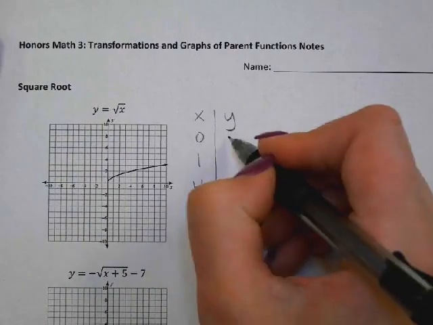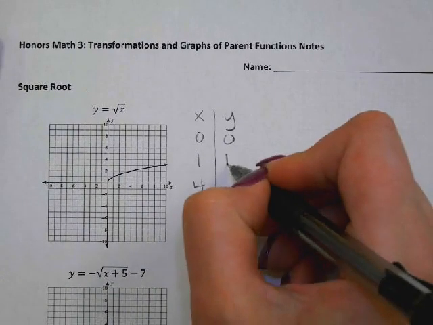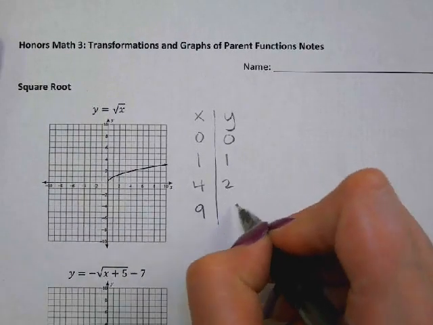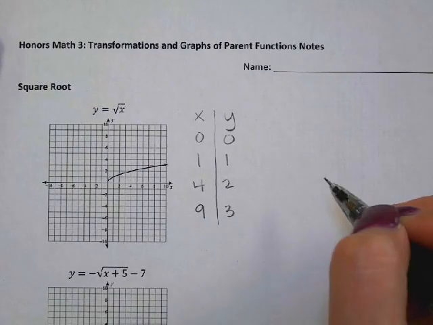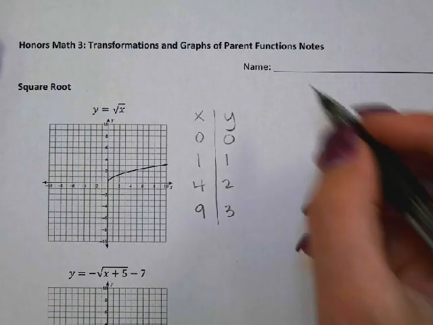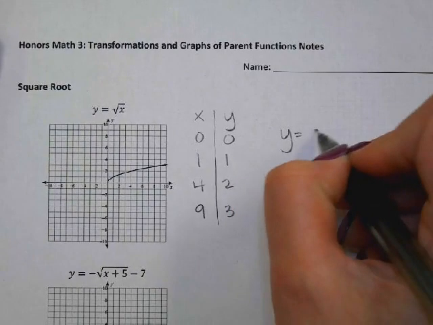So I'm going to do 1 and 4 and 9. So the square root of 0 is 0. Square root of 1 is 1, the square root of 4 is 2, and the square root of 9 is 3.